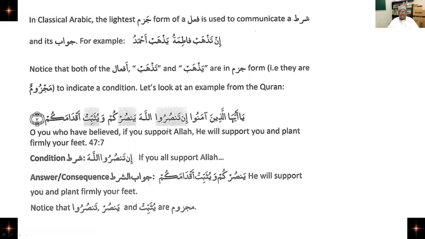So here the concept of shart is clear. In tansuru is the fi'l shart, yansurkum is the jawab shart, and yuthabbit is also ma'tuf ala yansur. So it takes the same ruling. Okay, now it says here that condition, shart, okay, is an example of in tansurullah. In tansurullah, okay, if you all support Allah. If you all support Allah, the question will be, what will happen?